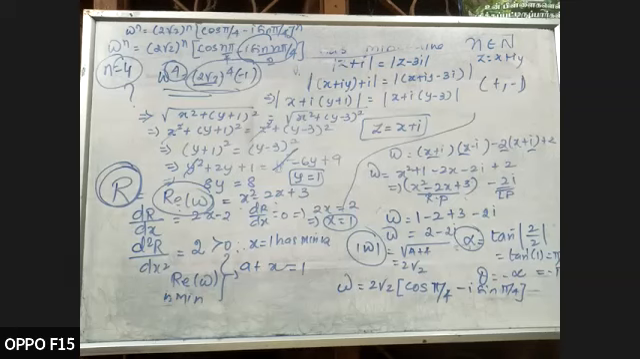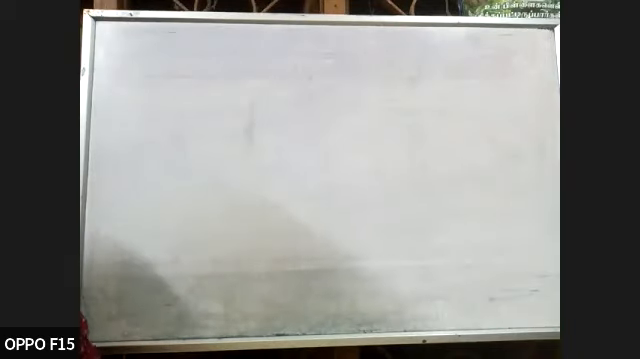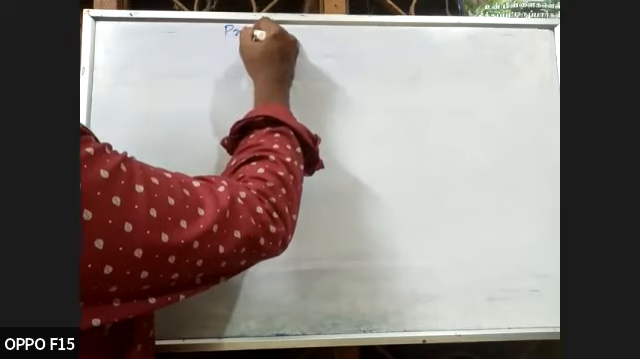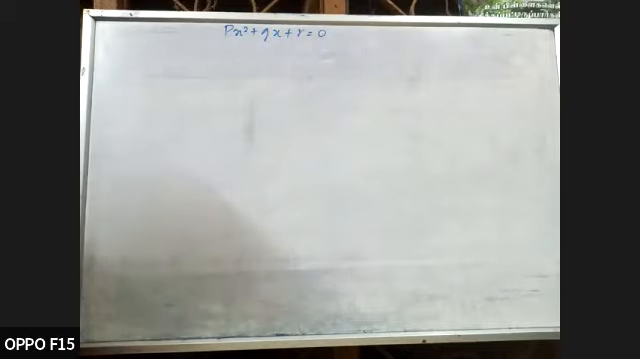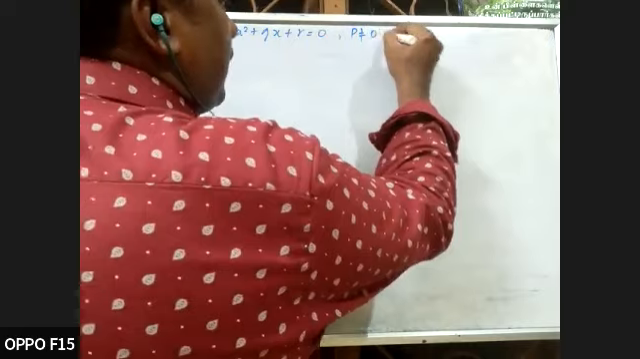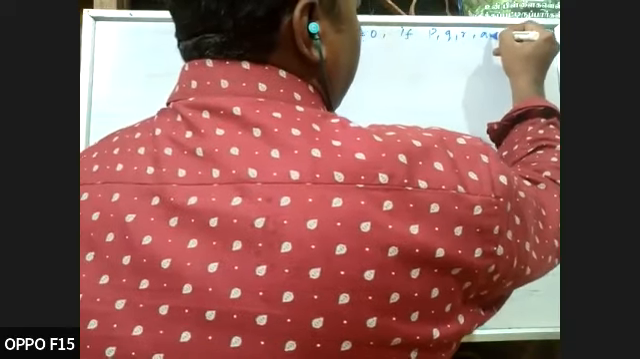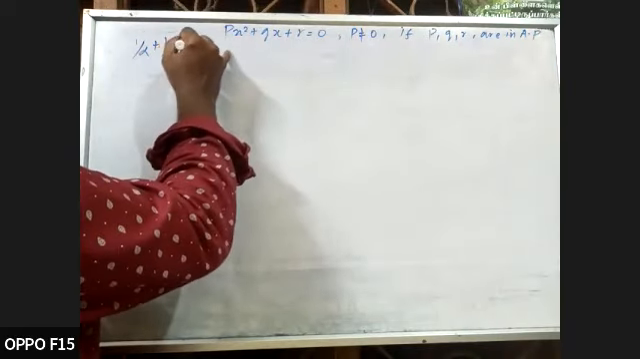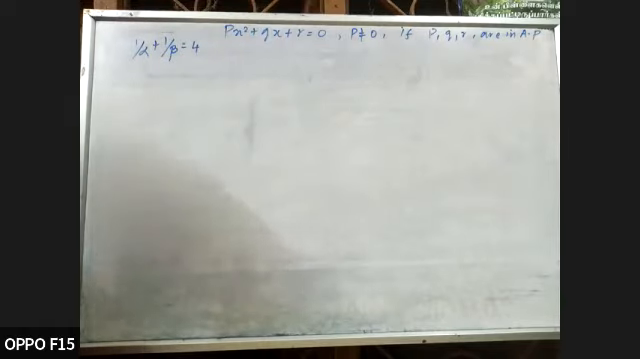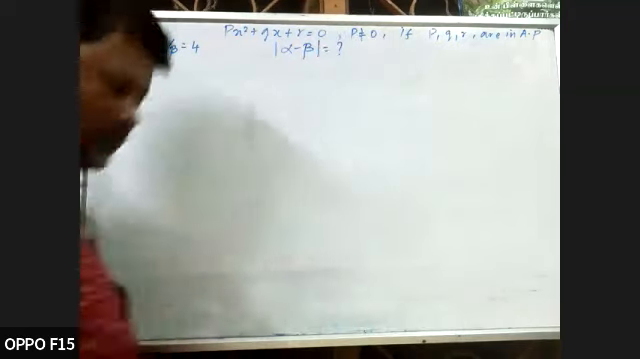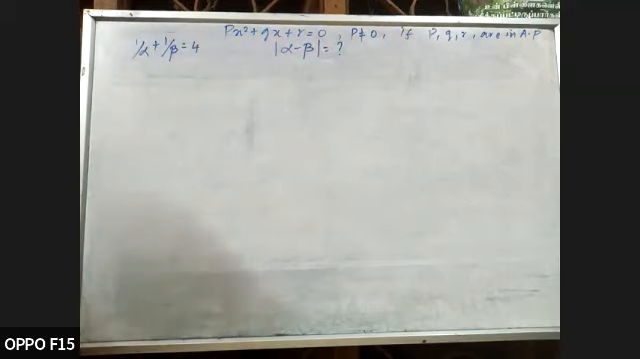Next one. If alpha and beta are the roots of the equation px square plus qx plus r equal to 0, p not equal to 0, if p, q, r are in AP, and 1 by alpha plus 1 by beta is equal to 4, then the value of modulus of alpha minus beta is equal to?